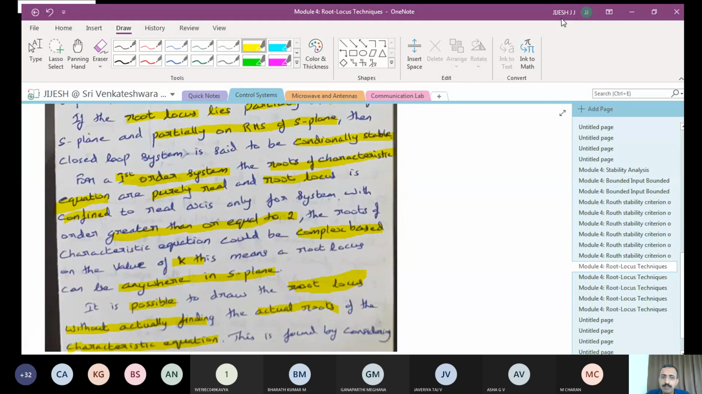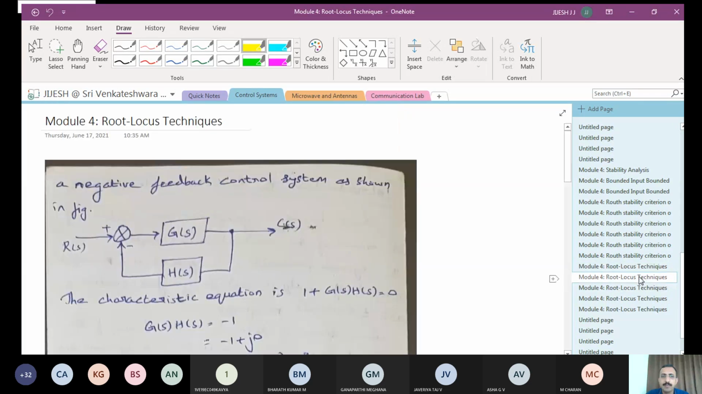In some cases, the root locus can also be found without actually finding the actual roots of the characteristic equation. What you can do is consider the negative feedback control system as in the figure. So we are going to see how it can be done.